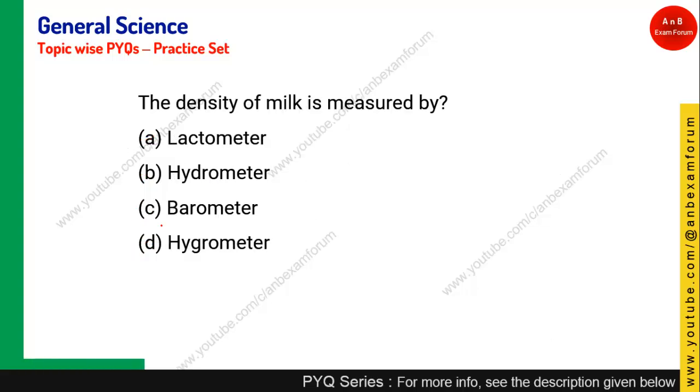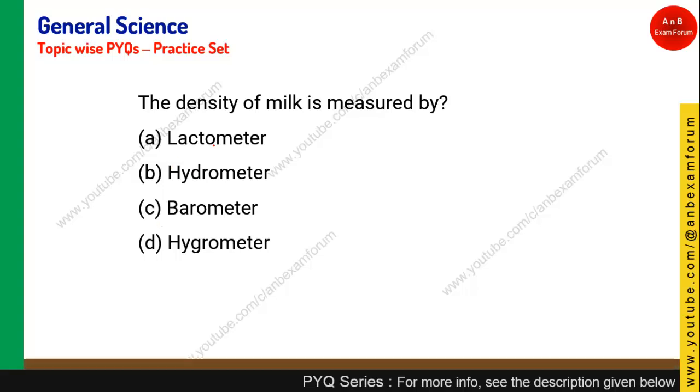Let's see the next question. The density of the milk is measured by what? Okay, so let's see one by one. Lactometer, the first option itself, it is correct. Lactometer is basically the device which is going to measure the density of milk. So those who have given option A, well and good, they are right.